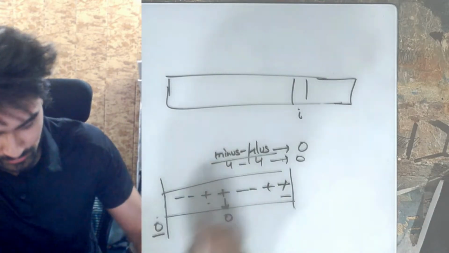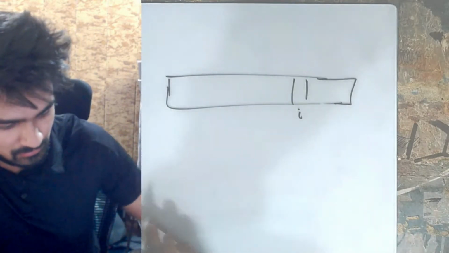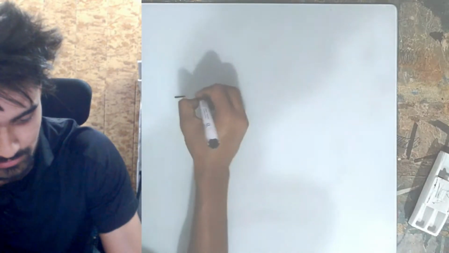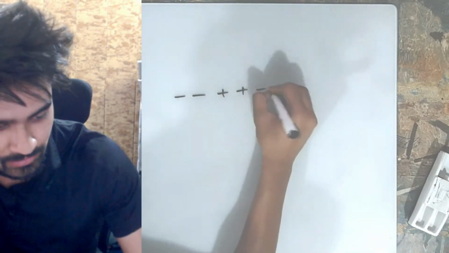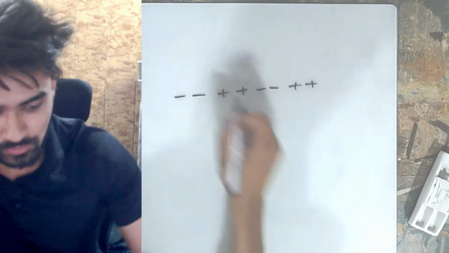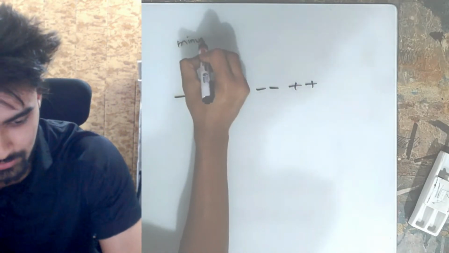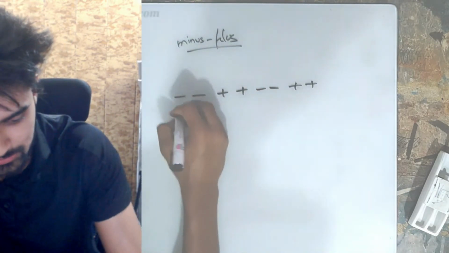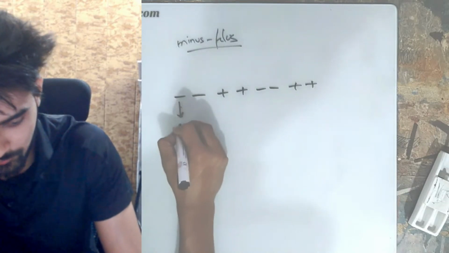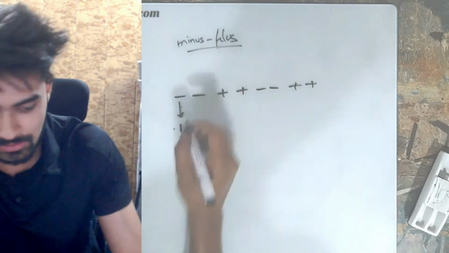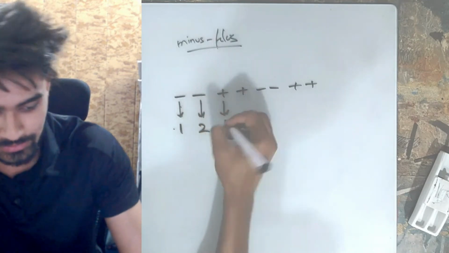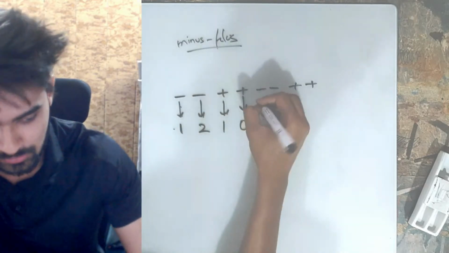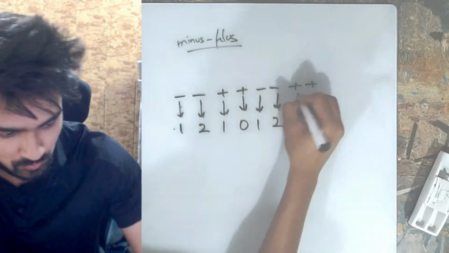Okay, so let's calculate only. Let's say we have an array: minus minus plus plus minus minus plus plus. And let's find out the value of minus minus plus. So for this index, it is what? Minus 1. Oh, sorry, 1, because we have 1 minus and 0 pluses. For this index, it is 2. For this index, it is plus 1 because we have 2 minuses and 1 plus. For this one, it is 0. For this, it is again 1, 2, 1 and 0.